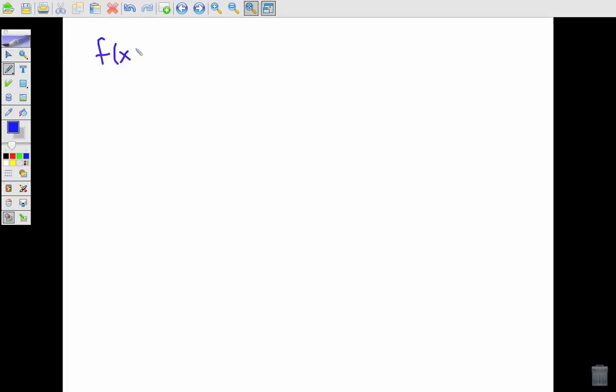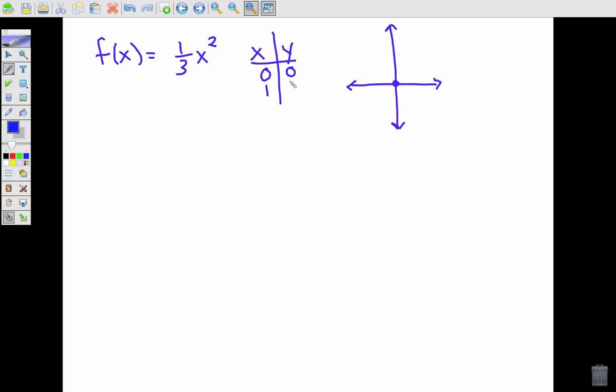f of x equals 1/3 x squared. So here's what I know about it. I know that the only thing that's changed in my problem is the 1/3. So my parabola starts where the parent graph starts. What I can do is build a little table of values like this, and I could put in 0 and I get 0. I can put in 1 and I get 1/3. And let's say if I put in 3, 3 squared is 9, 1/3 of 9 is 3. So these give me a couple of points that I can go ahead and use.